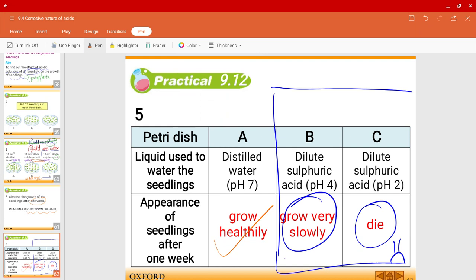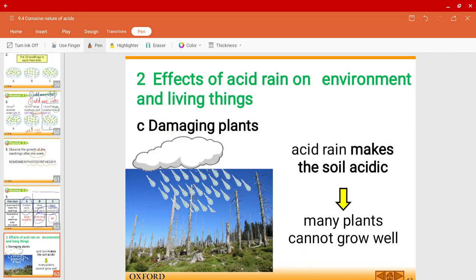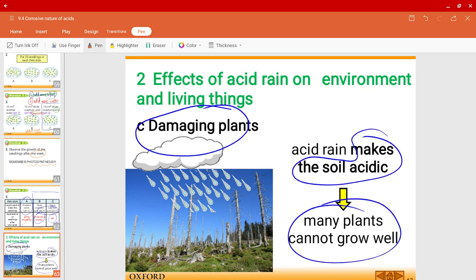So from this, what do we know? We know that acidic environments are not suitable for growing seedlings. The most suitable environment would be a neutral environment, pH 7. Thus, acid rain may damage the plants by making the soil acidic, hence the plants cannot grow as well.